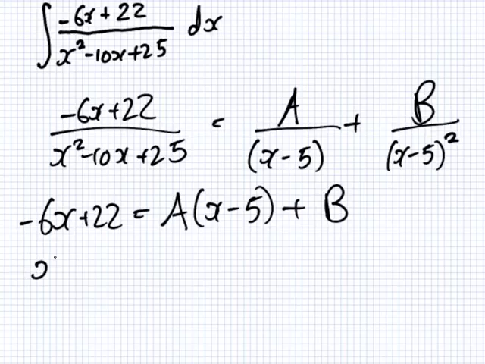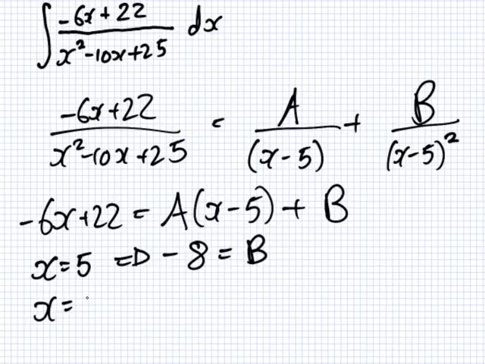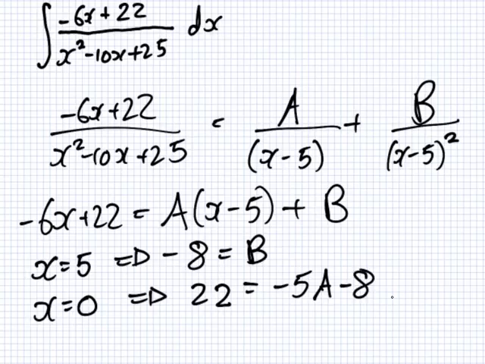First we'll make x equal 5. Then that means we'll get, yeah, this will be minus 30. So minus 8 equals B. And then next we'll make x equal 0. So that means we'll get 22 equals minus 5A minus 8. So then that means, let me see, A would be minus 6 though? Yeah. Minus 6.